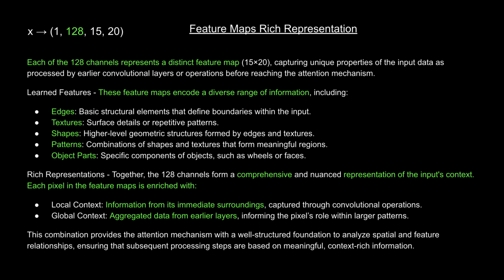Together, the 128 channels create a detailed representation of the input's context, each pixel containing local context, information from its immediate surroundings, as well as global context, insights from earlier layers, showing its role in larger patterns. This rich combination provides a strong foundation for the attention mechanism to analyze spatial and feature relationships effectively, enabling meaningful and context-aware processing in the next steps.